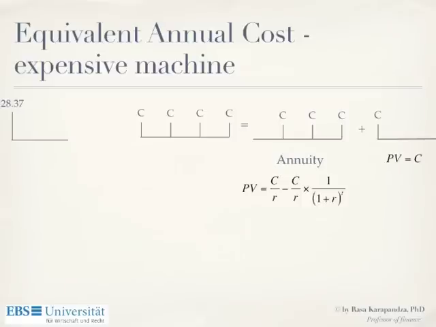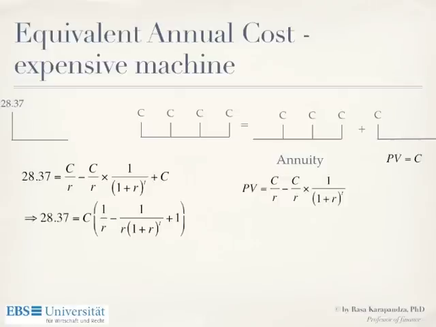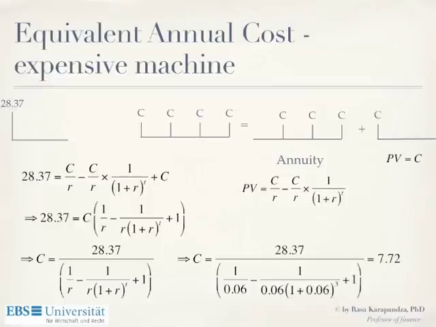Well, this is just C. This is C dollars today. So we want to find C that will make these two present values equal to 28.37. So we just add these things together. This has to be 28.37. So we solve for C. Take C in front of the parentheses, divide by everything in the parentheses, plug in the numbers, where R is 6% and T is equal to 3, and you get 7.72.